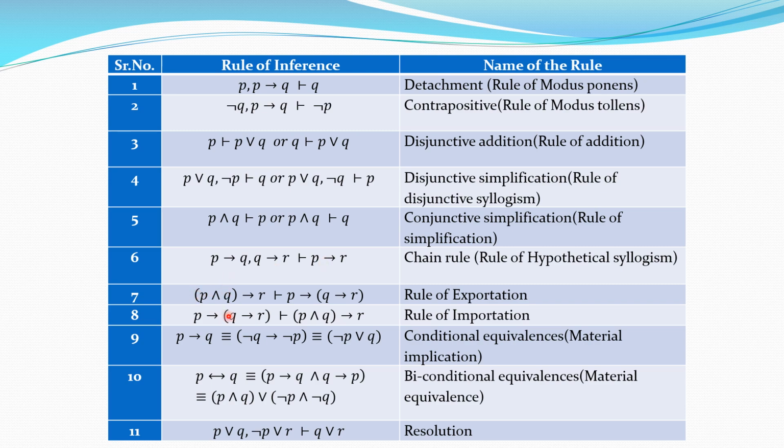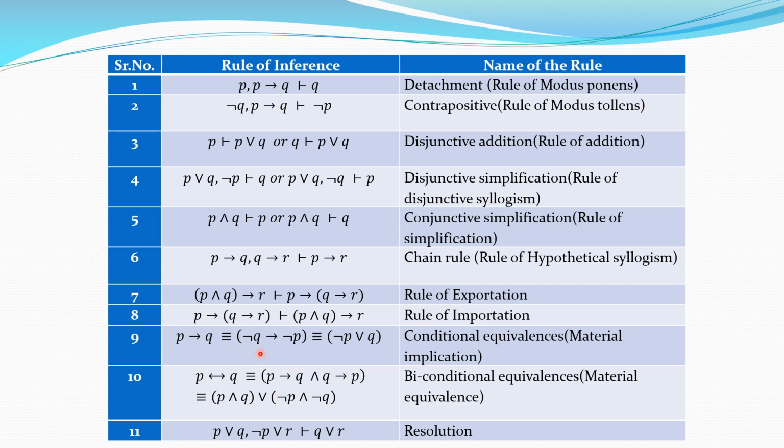Now next is rule of exportation. P and Q implies R yields P implies Q implies R. Then rule of importation. P implies Q implies R yields P and Q implies R. Now, conditional equivalences. So P implies Q is logically equivalent to negation Q implies negation P, that is its contrapositive, which is logically equivalent to negation P or Q.